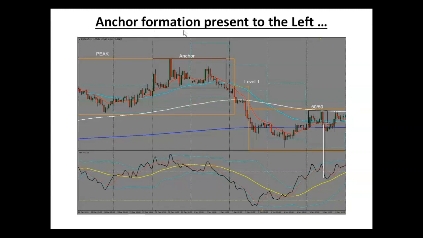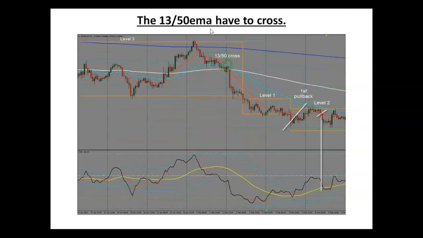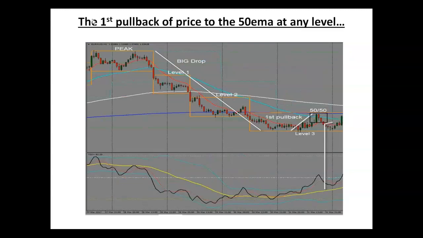Starting with anchor formation present to the left. You're going to see an anchor coming off the peak. In this example, this is the peak. This anchor doesn't mean you're going to trade the anchor. Sometimes the anchor is not clean, you can't trade it. It looks terrible in this example. So what you do is you look for the 1350 cross. Then you look for the first pullback of price to the 50 EMA at any level.